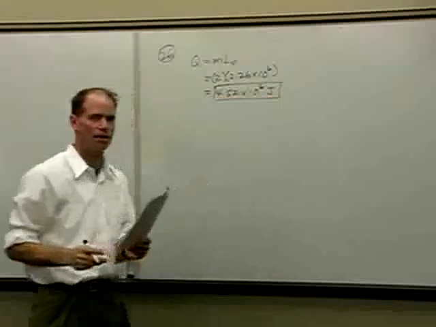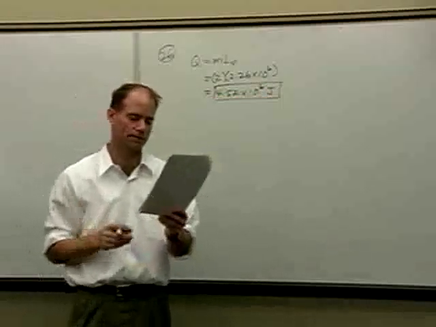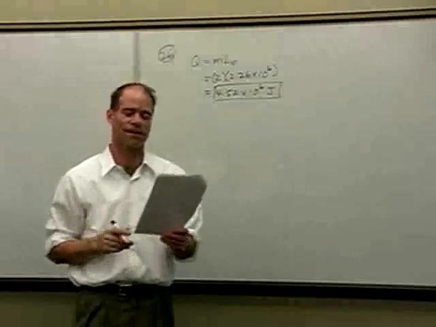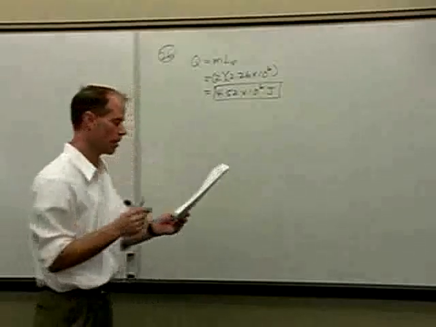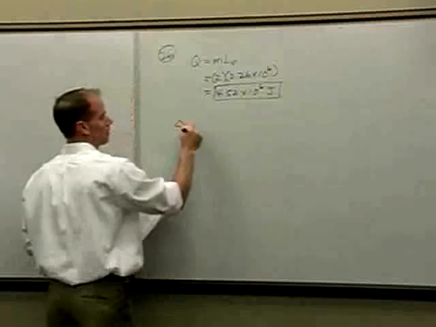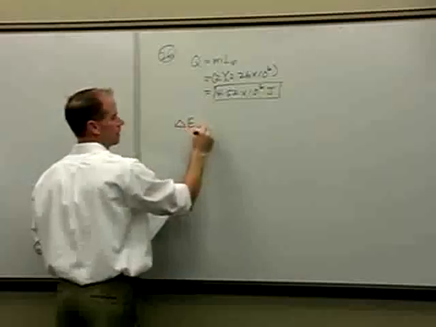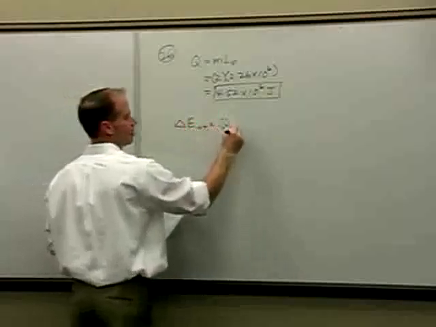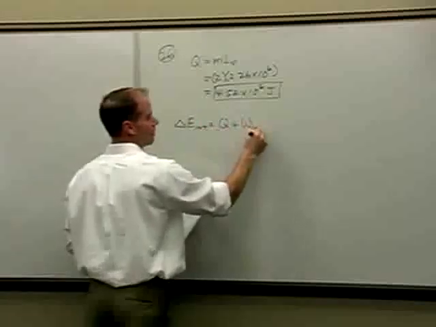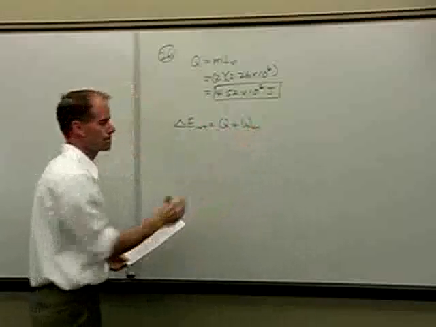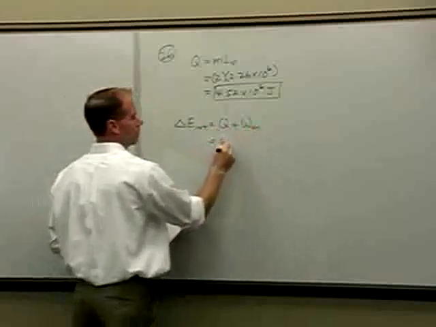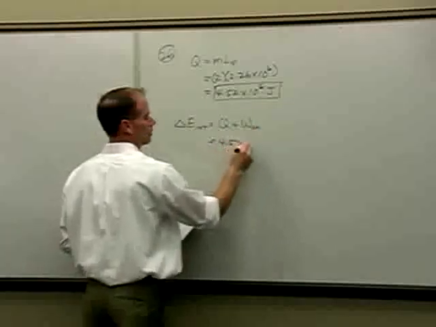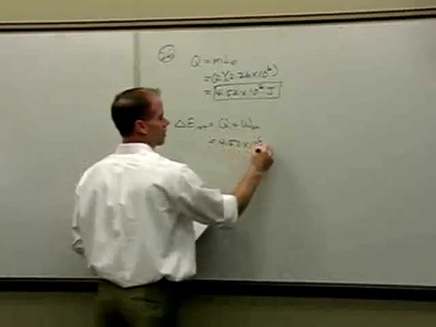That's the heat involved in this phase change. We want to find the change in internal energy. By the first law, the change in internal energy will equal the heat added plus the work done on the system. This will be 4.52 times 10 to the 6.